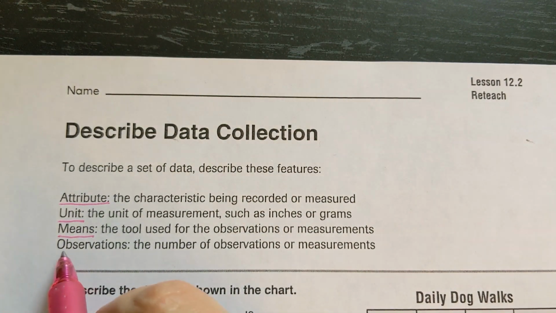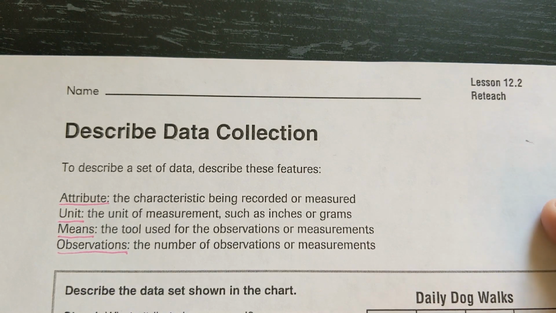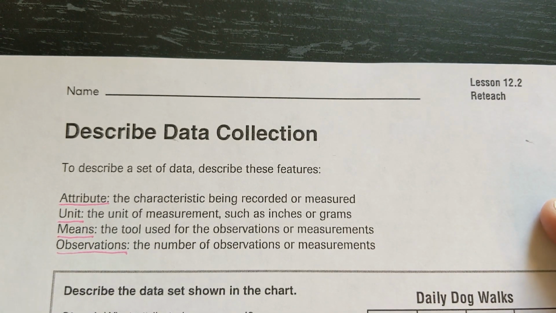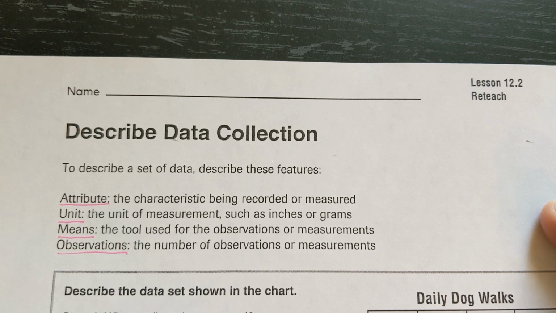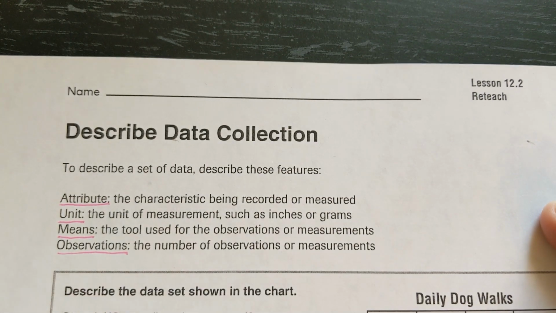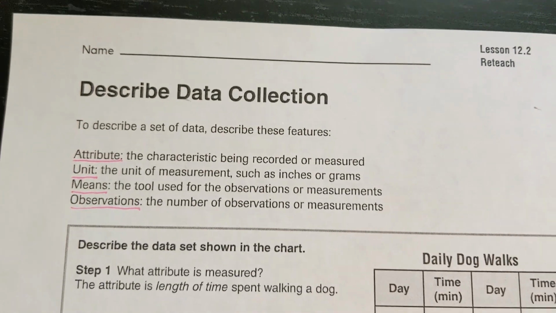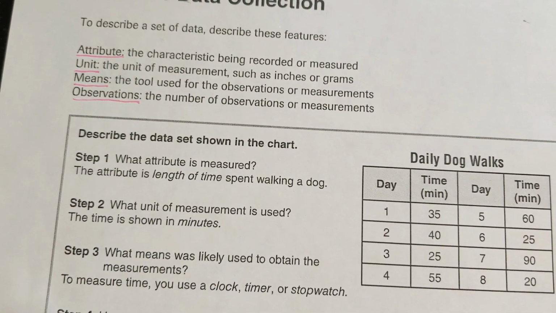And then observations. Observations is the number of observations or measurements. So in your homework yesterday, there was one, I can't remember what they were measuring, but they did it for every day of the month. So the observation would be how many times we did it. In March, if we measured something every day, we would have 31 observations or measurements. So the number of observations you have is your observations. Okay? All right. So let's go on to a question right here.